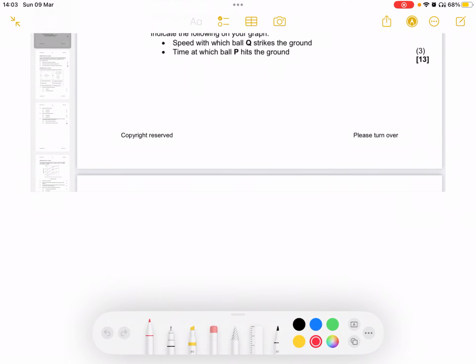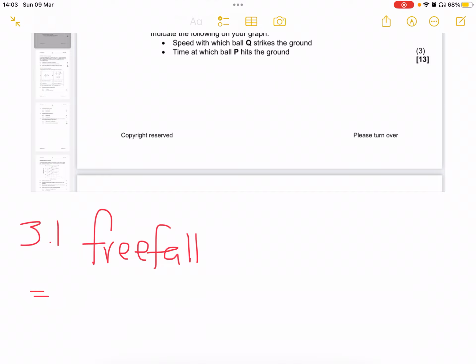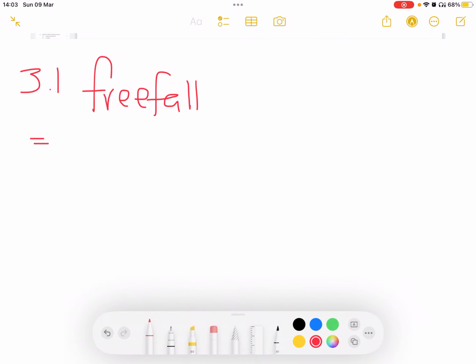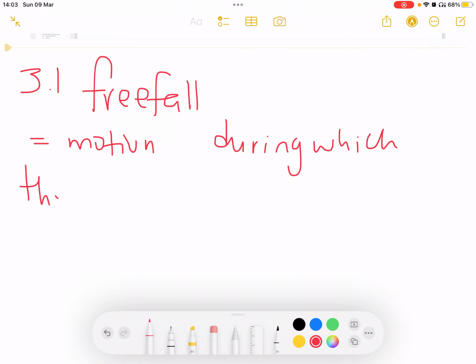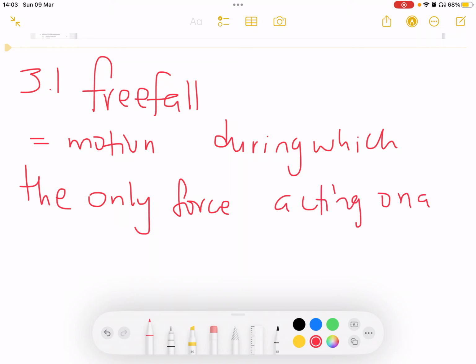Now, this is straight from the exam guideline. 3.1 says define free fall. Now, how do you define free fall? This is motion during which the only force acting on an object is the gravitational force.